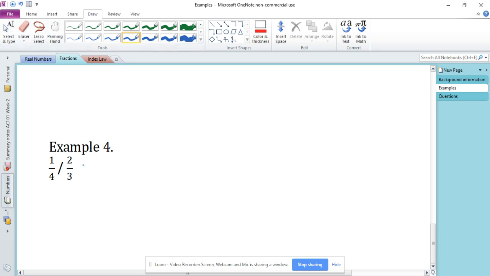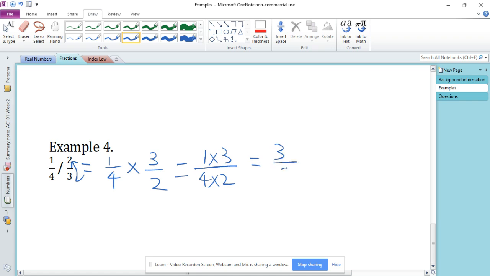In other words, copy the first fraction. Change the sign from division to multiplication, and then flip the second fraction the other way around. So 2 over 3 becomes 3 over 2. Multiplication: 4 times 2, bottom times bottom, top times top, 3 over 8. Okay.